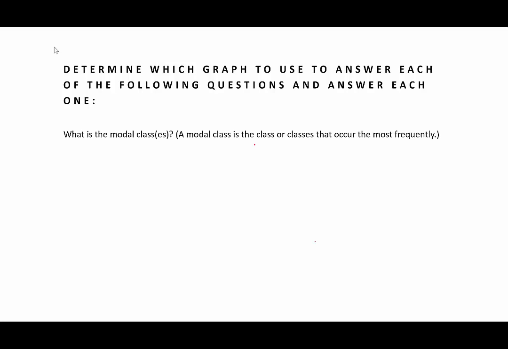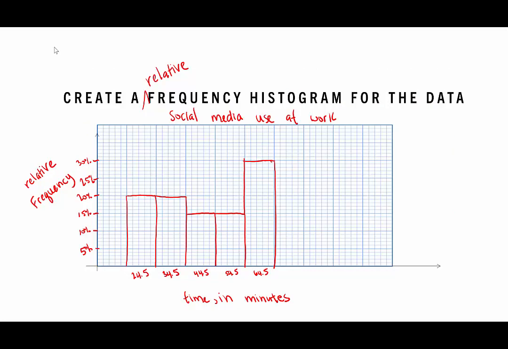A modal class is the class or the classes that occur the most frequently. So a mode, that's what occurs the most frequently. So of those three graphs, which one would be the best for determining the mode? Really, you could use either the regular histogram or the frequency histogram, because what we'd be looking for is which bar is the tallest, because each bar is representing the number in that category.